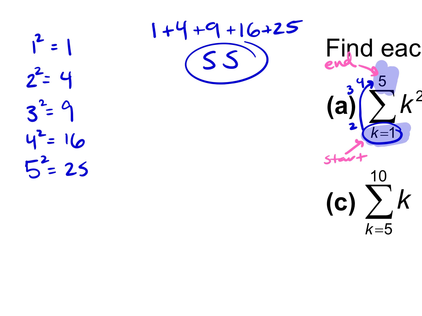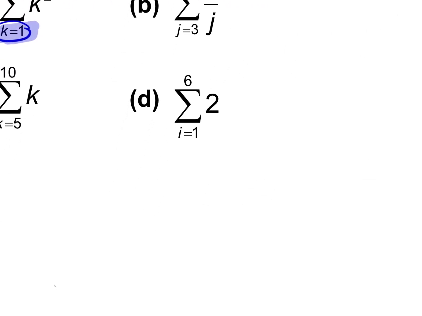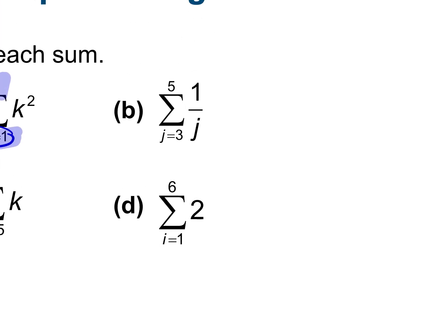All right, let's do D. Actually, we'll do B also. For B, what are we going to start plugging in? What's our starting point? 3. We're going to start by plugging in 3. So we have 1 over 3 plus, what would we plug in next? For B, we want to plug in 3 all the way to 5. So what comes in between 3 and 5? 4. So we're going to plug in 3, 4, and 5. So when we plug in 4, we get 1 over 4 plus 1 over 5. And then you'll want to find a common denominator and add all of these together.